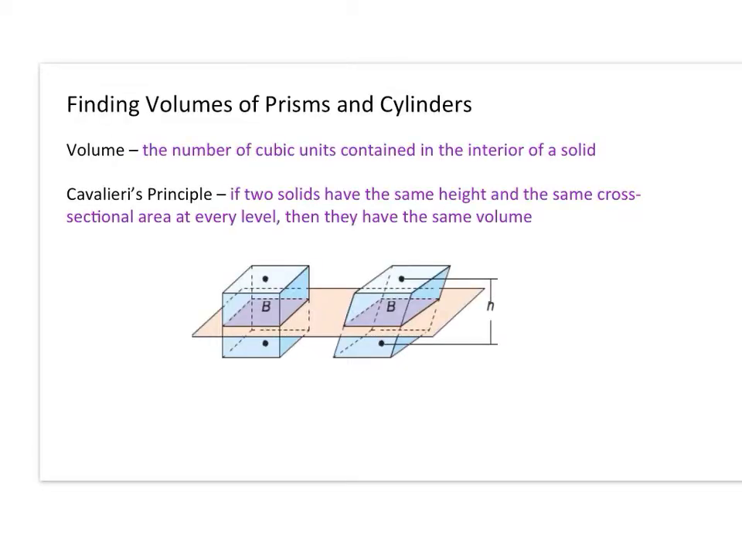All right, let's establish some key terms here. Volume is always the number of cubic units contained in the interior of a solid. Cavalieri's principle helps us understand that if two solids have the same height and the same cross-sectional area at every level, then they have the same volume. So that means if I pick a different cross-section, the areas of the cross-sections will be equal. No matter what level I choose along the height, the cross-sections of the two shapes have the same area.